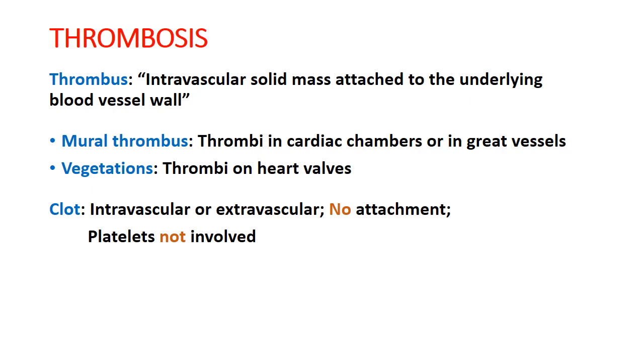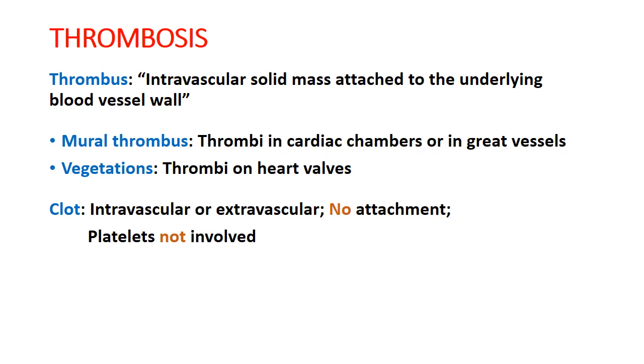Then moving on to the next topic, that's thrombosis. Thrombosis is actually a state of having thrombus within the circulation, and thrombus is nothing but an intravascular solid mass attached to the underlying blood vessel wall. So the two rules are: thrombus is always a solid mass, and it is always seen attached to the underlying blood vessel wall, and it is formed from the circulatory elements within the circulation. So an intravascular solid mass attached to the underlying blood vessel wall.